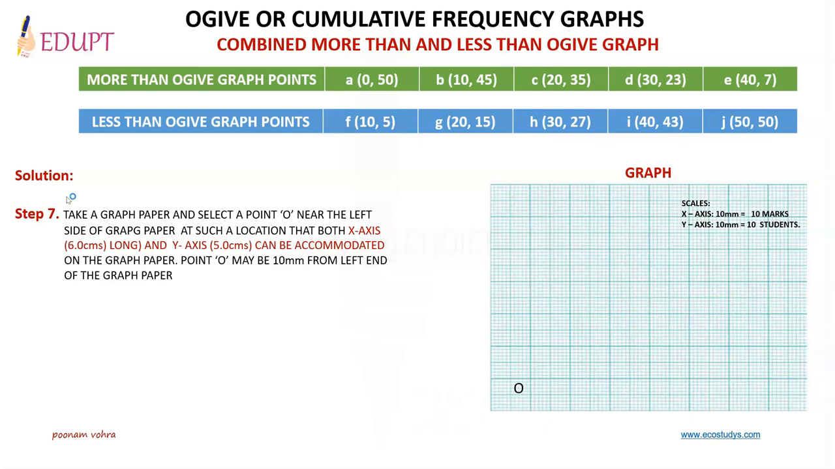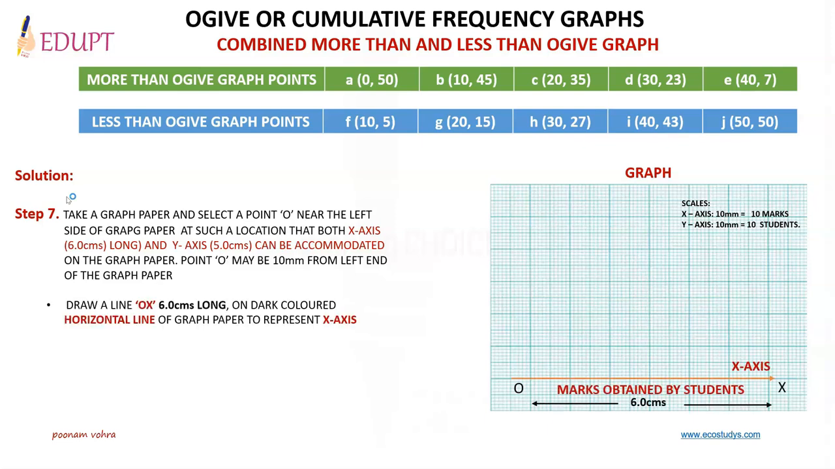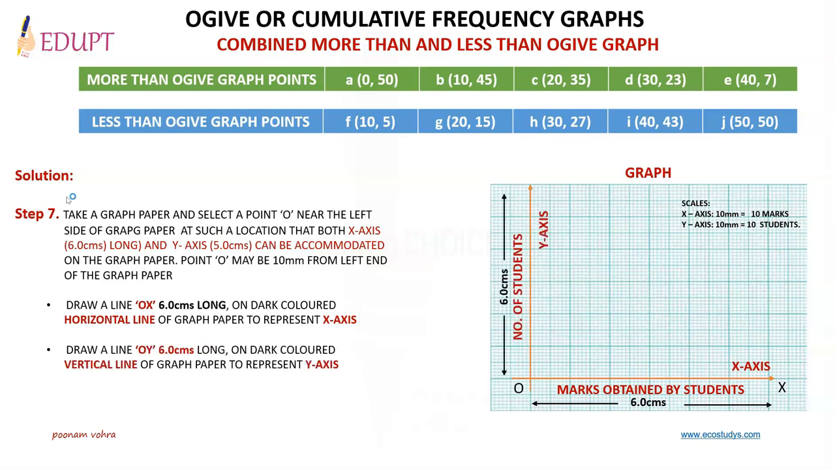Then next you need to take a graph paper and have a point 0 near the left side of the graph paper at such a location that both axes get accommodated. So you draw a line equivalent to 6 centimeters as OX, that is marks obtained by students, and 6 centimeters as OY, that is number of students on Y-axis.